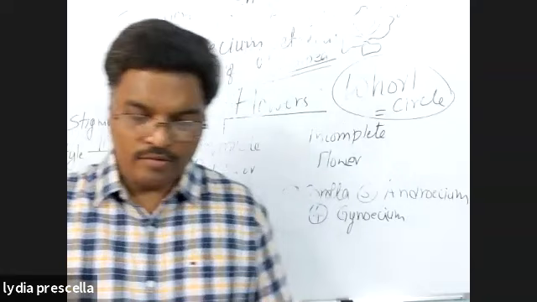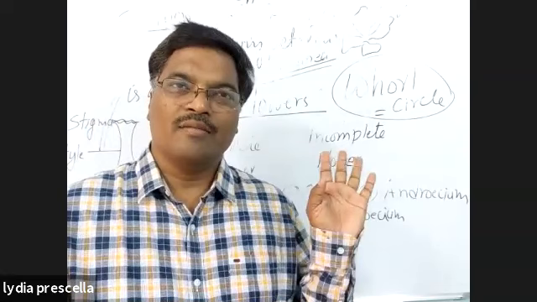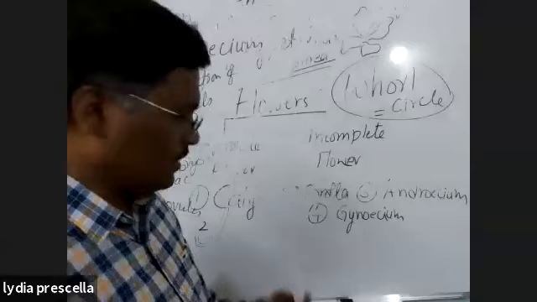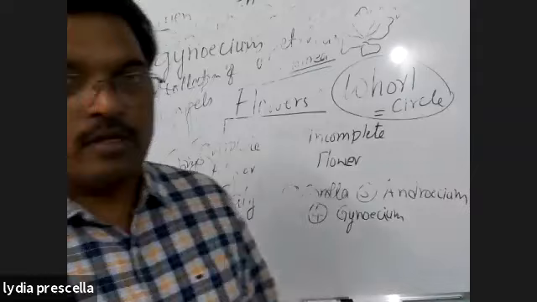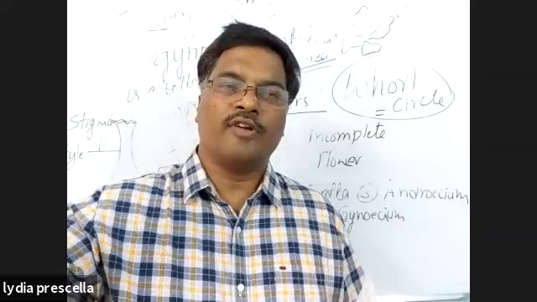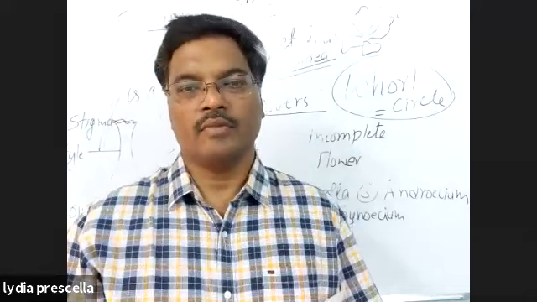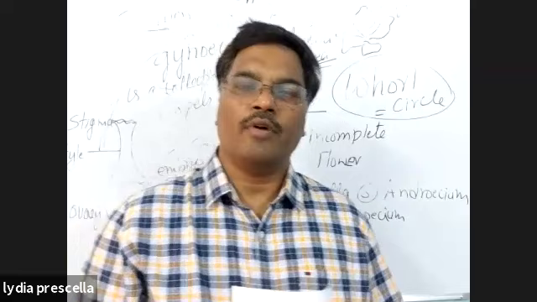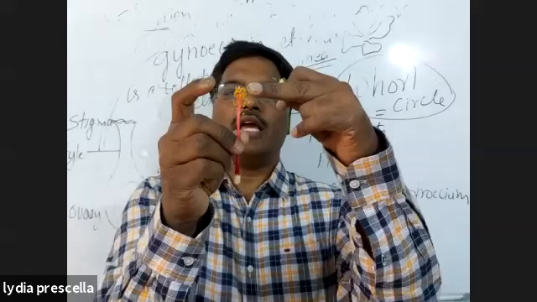Now, do you remember pollination? How many remember pollination? So, pollination is the transfer of pollen grains from anther to stigma. If a question comes, define pollination, you have to say pollination is the transfer of pollen grains from anther to stigma. Now see, this is anther. Inside anther, there are pollen grains. From here to stigma, it will go like this.